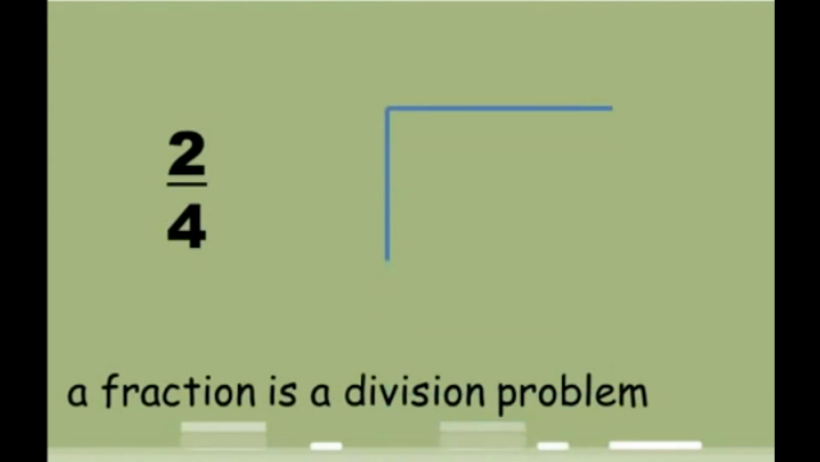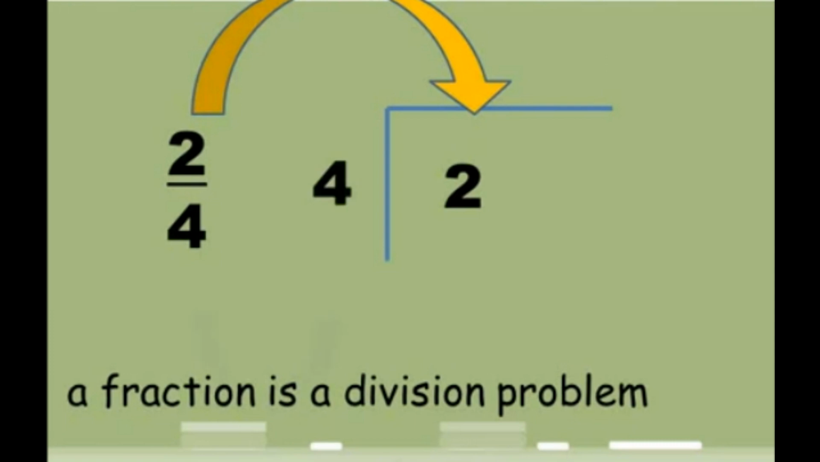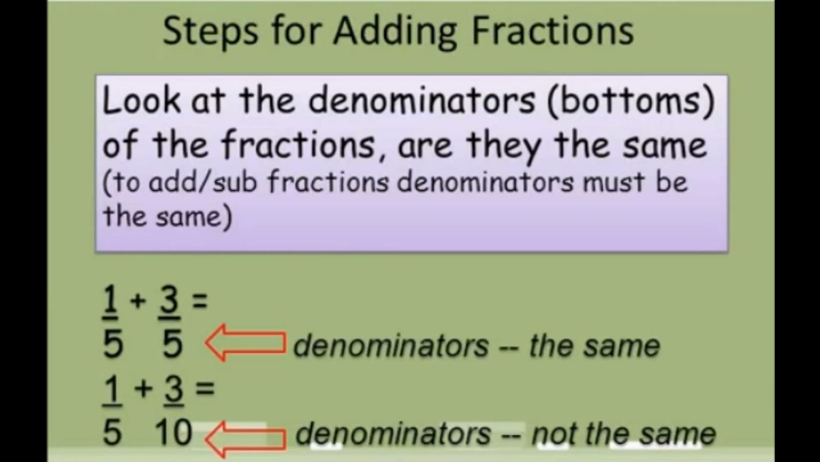So a fraction is a division problem, so let me show you how it works. So here we have a fraction, 2/4. The 2 goes inside the house, so we can always remember that the top goes inside the house, and the denominator goes outside the house. So 2/4 is telling us that 2 is being divided by 4.